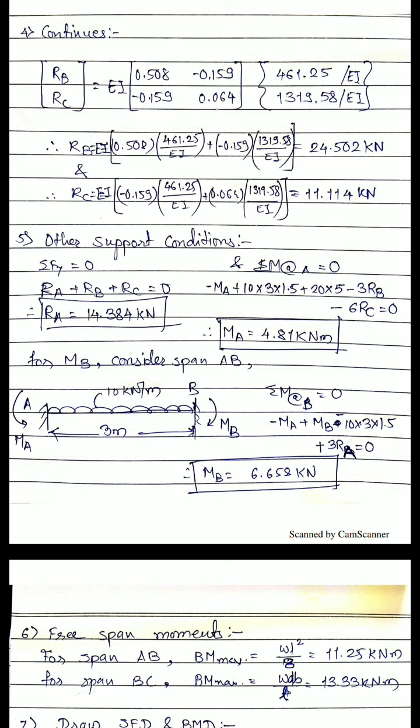It will be equal to minus Ma plus MB minus, because it's once again an anti-clockwise direction moment, 10 into 3 into 1.5, plus due to Ra the moment will be in a clockwise direction, that is plus value 3 into Ra. So from this equation you can easily find out MB. That means all other support reactions we have just calculated as Ra, Ma and MB. Now the remaining part is to draw SFD and BMD.